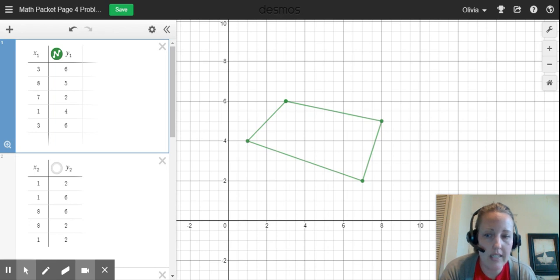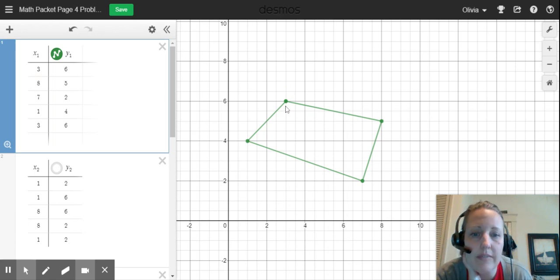Now you'll notice that I did repeat 3, 6 because that's the only way I could get Desmos to connect my points. It needed to make a full rotation around, not a rotation, full whatever. Had to complete that. So Mrs. Golding's telling you that this quadrilateral is 16 square units. What? But I can prove it to you.